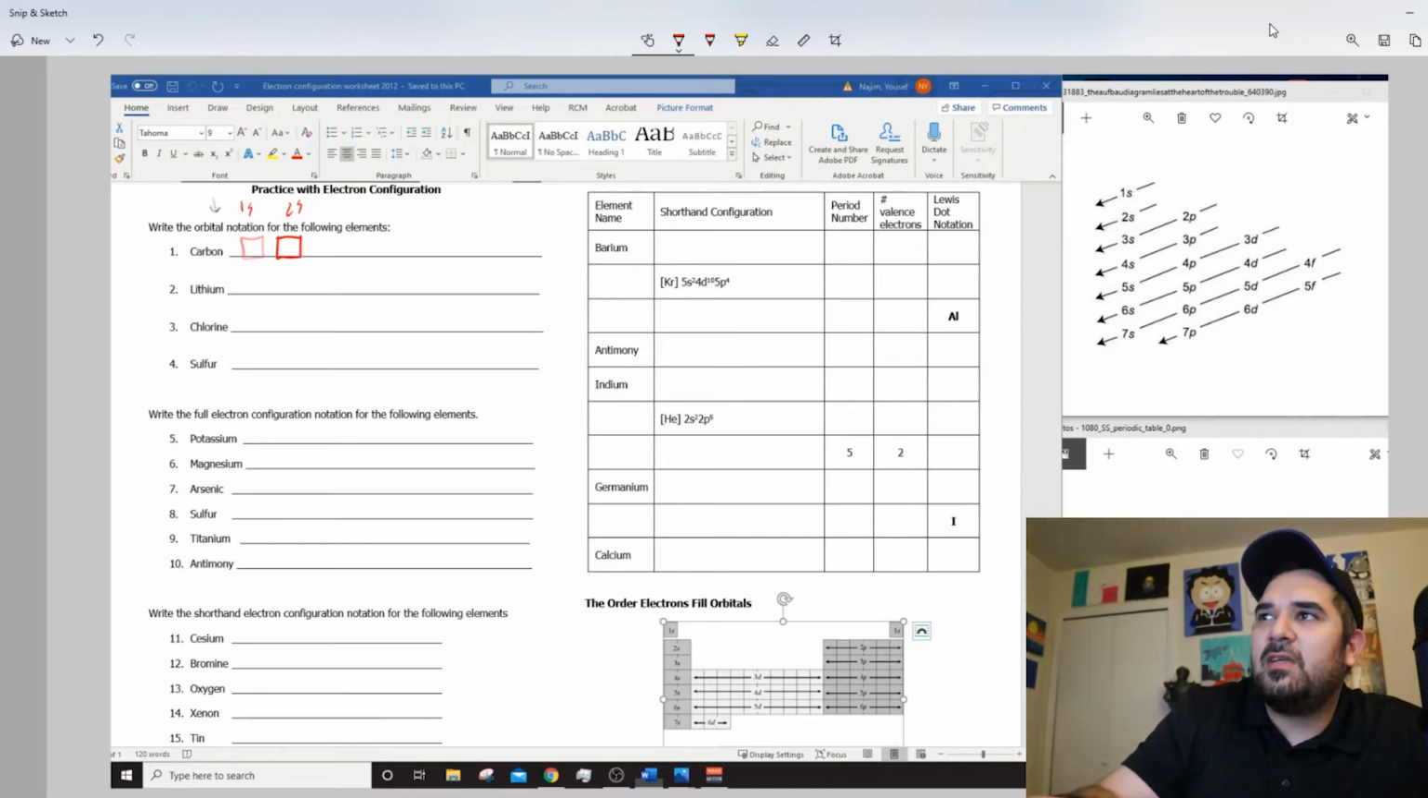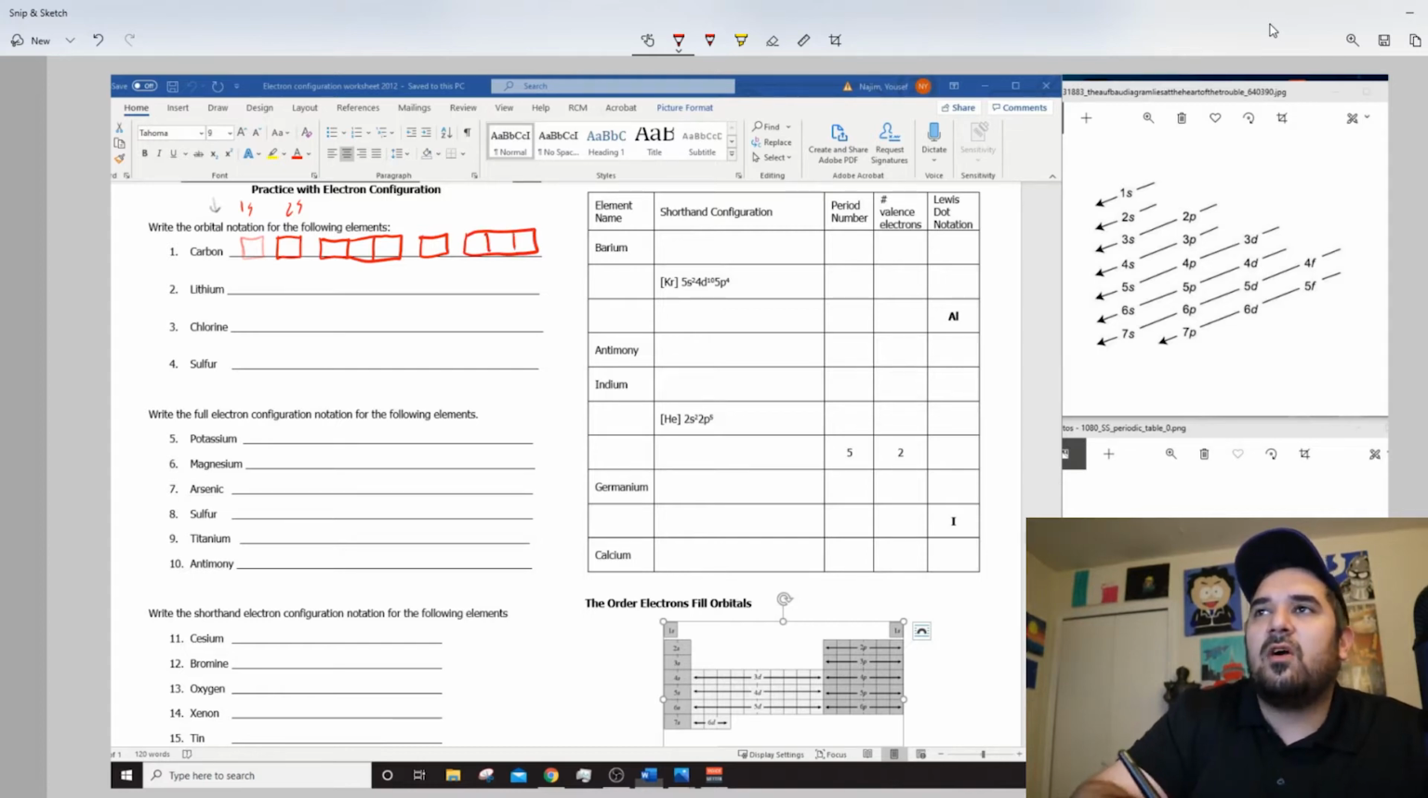And I have this chart right here just to show y'all what comes next. So after 2s, we go to 2p. And when we get to a 2p, those are going to be the 3 boxes that are attached to each other. So that's going to be our 2p box. And then after 2p, we have our 3s, which is just a single box. And then we have 3p, and 3p is the longer box, which has 3 in it.